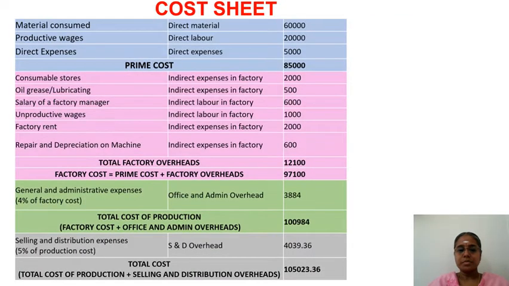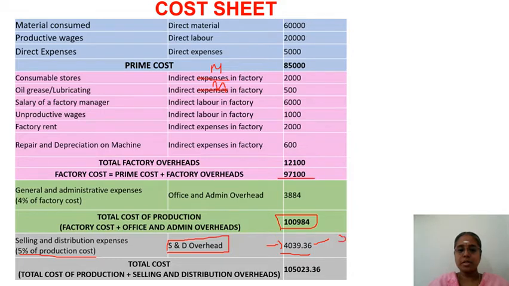Next is your total cost sheet. So this is your prime cost. We had your factory overheads listed here. Then factory overheads plus your prime cost is your factory cost. Then we saw on the last slide till this total cost of production. Total cost of production plus selling and distribution overhead, which is this value. This value is a percentage of production cost or total cost of production.